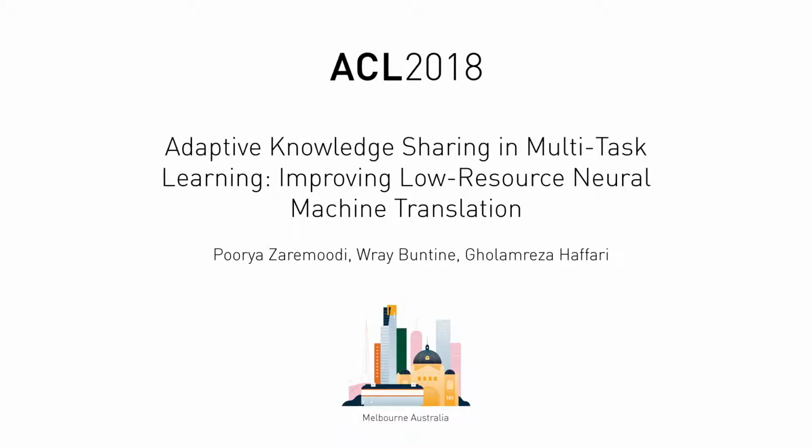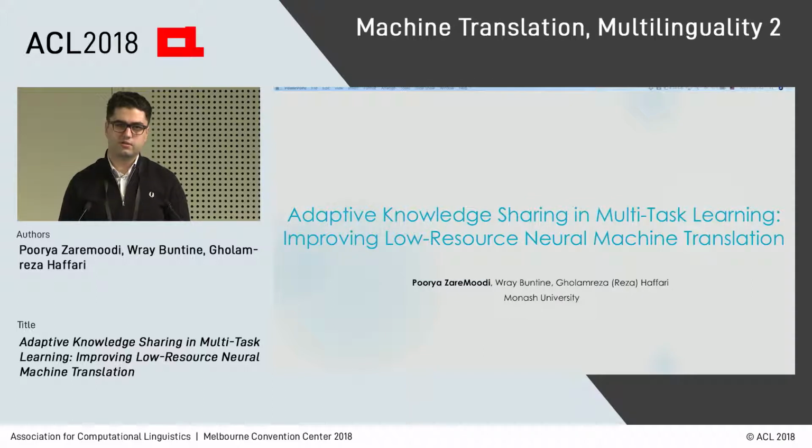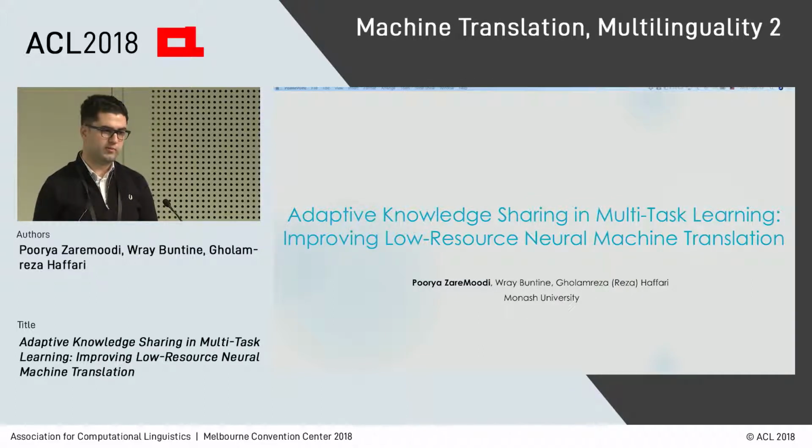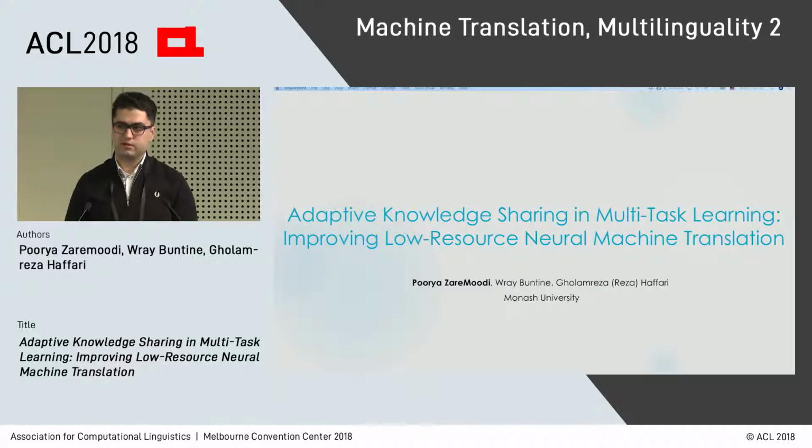Today I'm going to talk about our recent work on adaptive knowledge sharing in multitask learning for improving low-resource neural machine translation. This is a joint work with Ray Bontyne and Reza Hafari, my supervisors at Monash University.